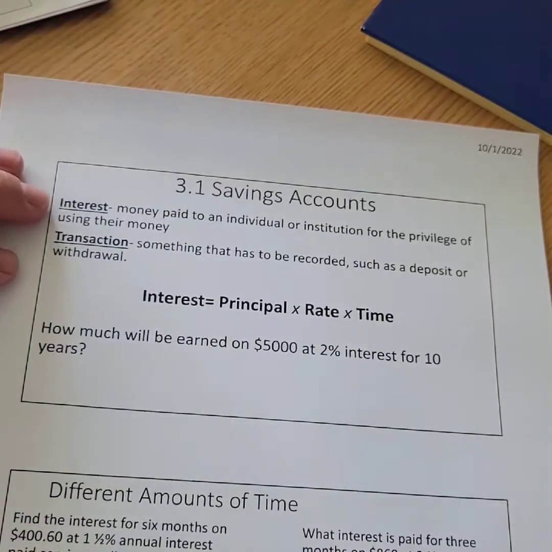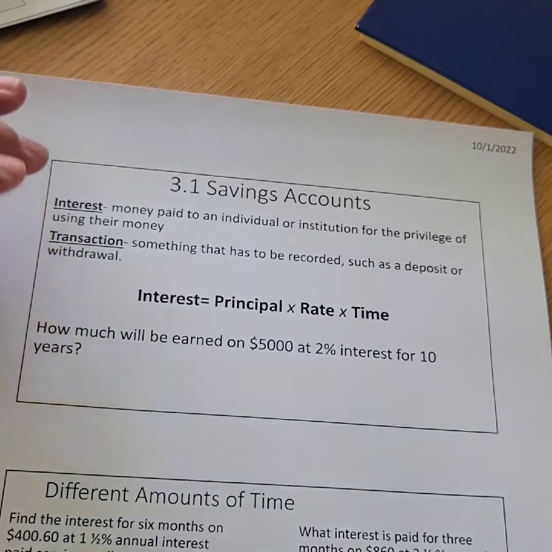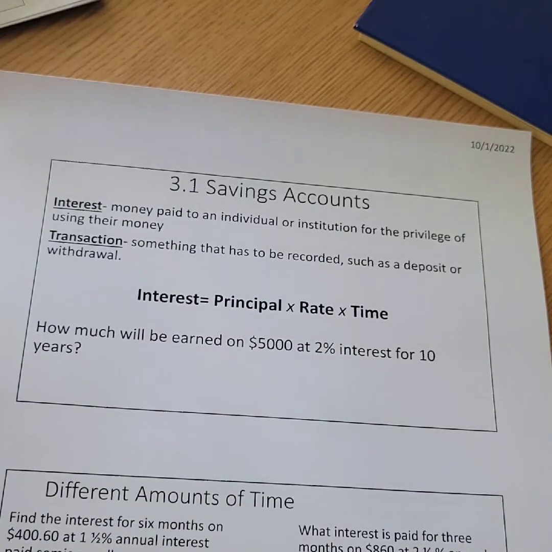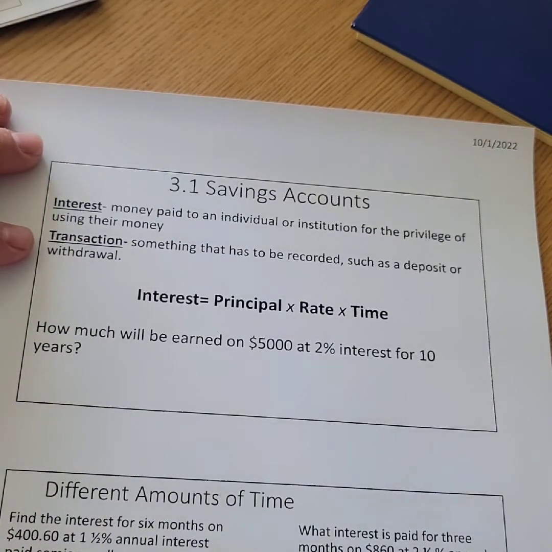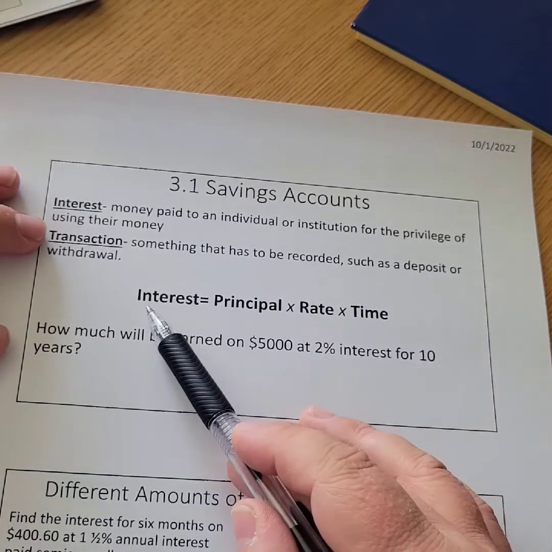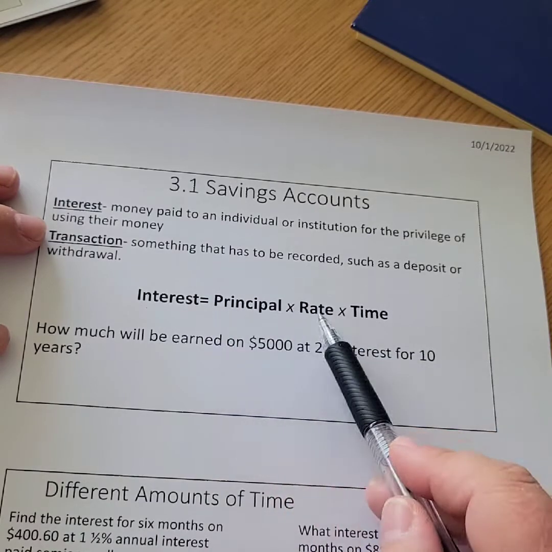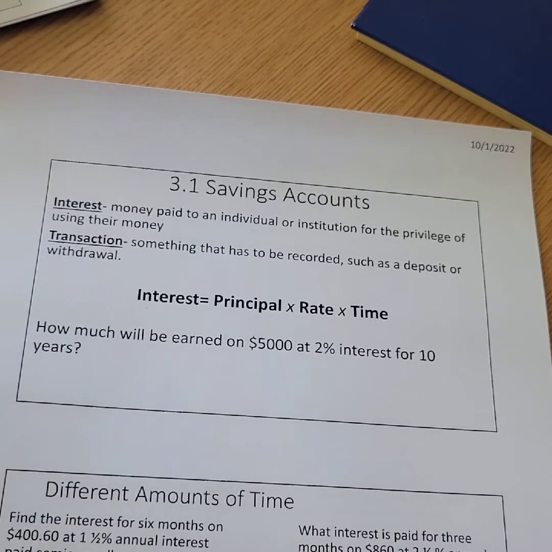3.1 savings accounts. So, fairly general. Interest is money that you get, or a bank gets, for using their money. So if you are receiving interest, that means they're using your money for something. And if you are paying interest, then you are using their money. A transaction is just something that has to be recorded, such as a deposit or a withdrawal. And interest is just the PRT, principal times rate times time. This is just basic interest, okay?